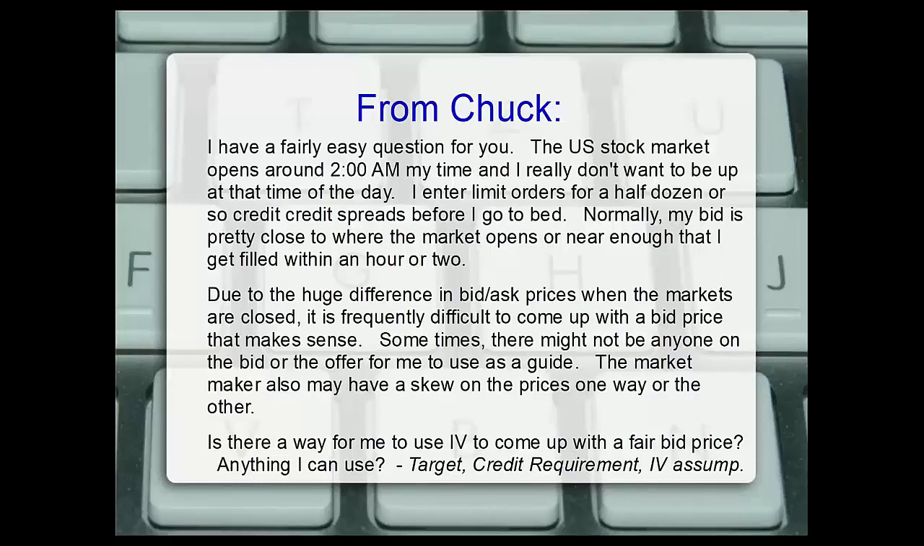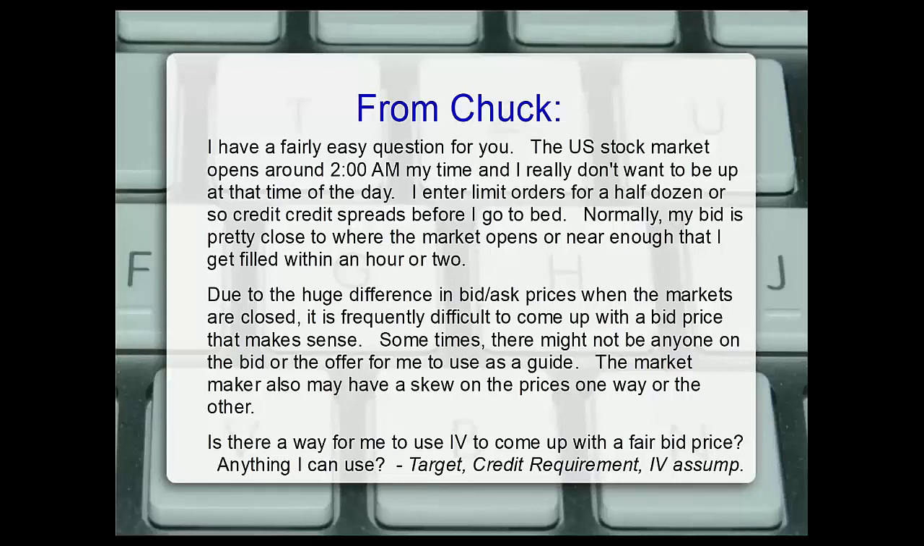Believe me, I understand. I enter limit orders for half a dozen or so credit spreads before I go to bed. Normally, my bid is pretty close to where the market opens or near enough that I get filled within an hour or two. Now, he says, due to the huge difference in bid-ask spread prices when the markets are closed, it is frequently difficult to come up with a bid price that makes sense. Sometimes there might not be anyone on the bid or the offer to use as a guide. The market maker may also have a skew.